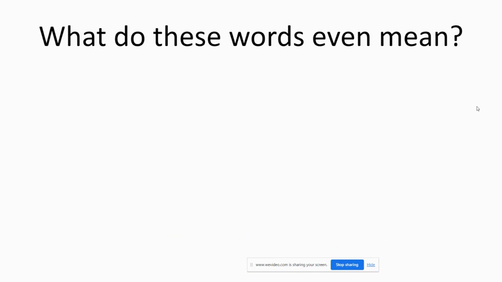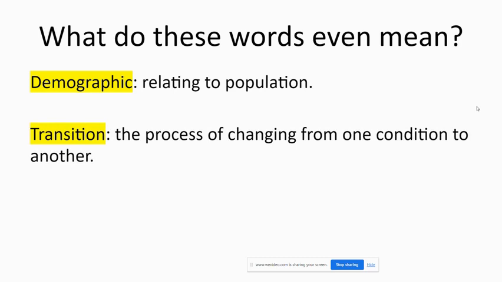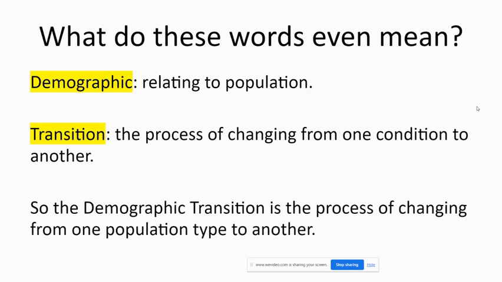So the first question is, what does demographic mean? What does transition mean? The word demographic, when we use this term, we really just mean relating to population. A transition is the process of changing from one condition to another. So the demographic transition is this idea that population is changing from one type of population to another, or maybe one growth rate to another. So the demographic transition is the process of changing from one population type to another.